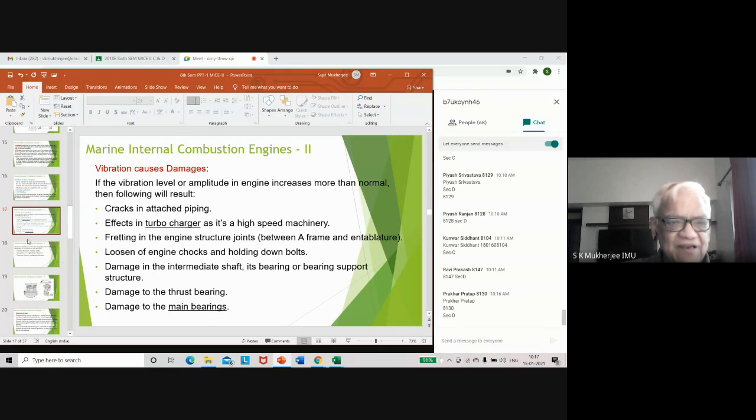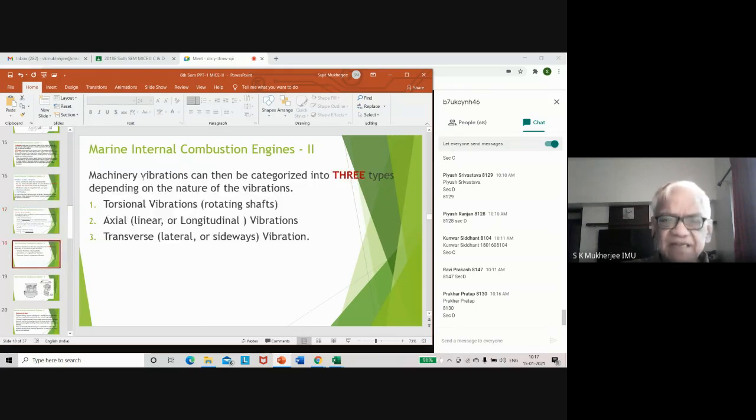All right. Next, what we have is machinery vibrations can be categorized into three types depending on the nature of the vibration. So these three types are largely torsional vibration, and everybody knows what is torsional vibration. For rotating shafts, if the shaft is vibrating intermittently without a continuous torque, without a smooth uniform torque, you will have torsional vibrations.